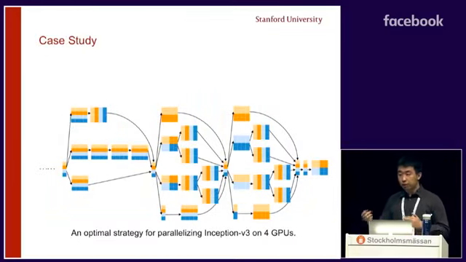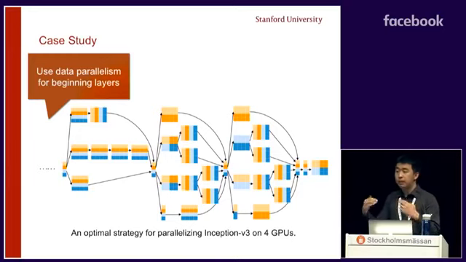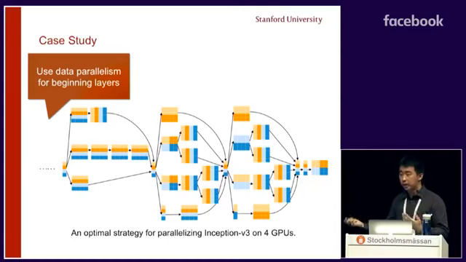So we also performed a case study on an optimization strategy found by our search algorithm for parallelizing the Inception model on 4 GPUs. So again, the vertical shows the sample dimension. The horizontal shows the parameter dimension. And so for all previous layers, the best strategy used data parallelism for beginning layers. The reason is because at the beginning you have large tensors, but very small amount of parameters. So using data parallelism is much better.